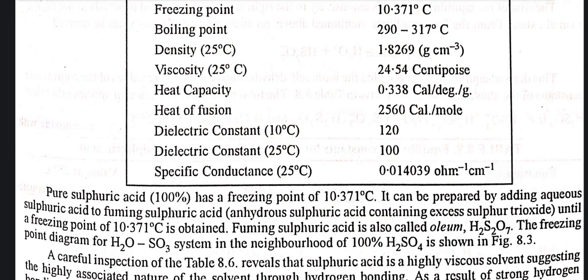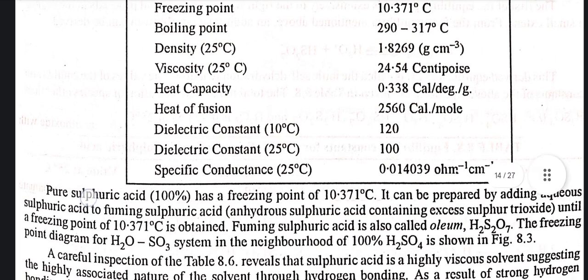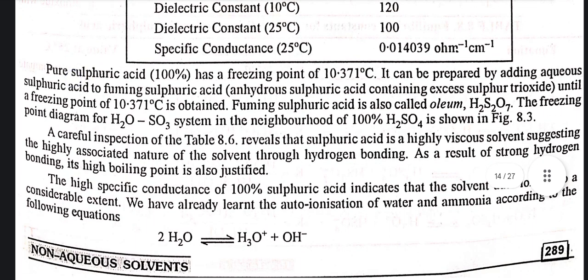Pure sulfuric acid, 100%, has a freezing point of 10.371 degrees Celsius. It can be prepared by adding aqueous sulfuric acid to fuming sulfuric acid, that is anhydrous sulfuric acid containing excess sulfur trioxide, until a freezing point of 10.371 degrees Celsius is obtained. Fuming sulfuric acid is also called oleum, that is H2S2O7. The freezing point diagram for the H2O-SO3 system in the neighborhood of 100% H2SO4.